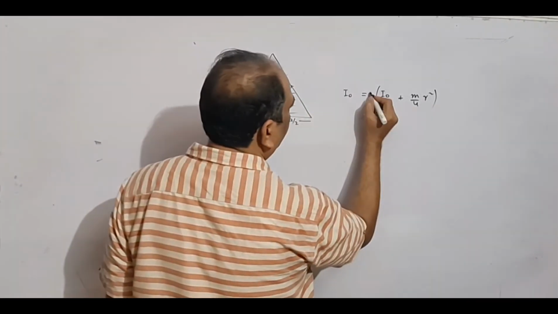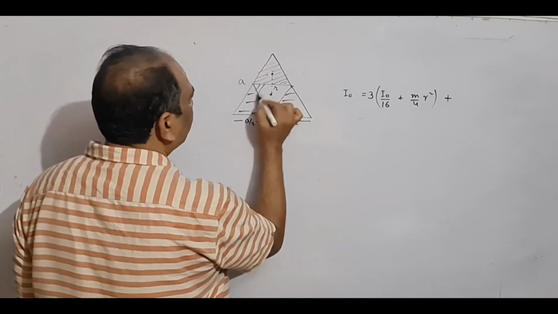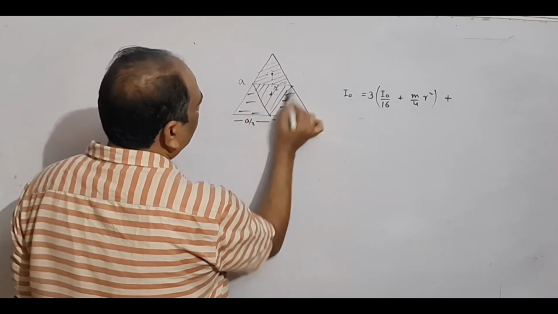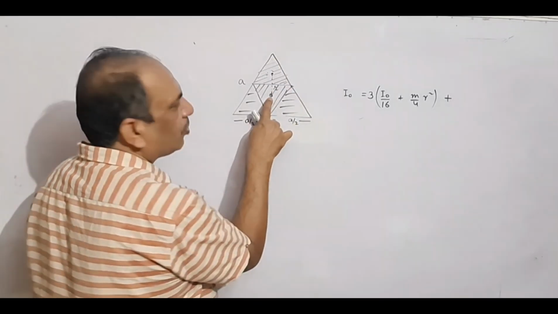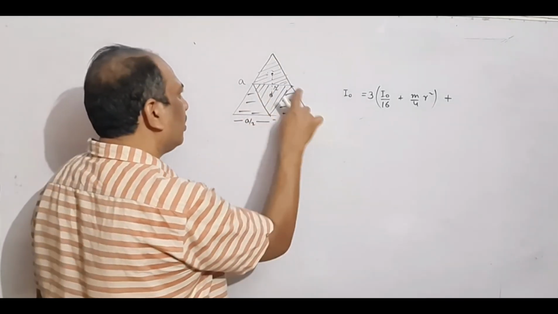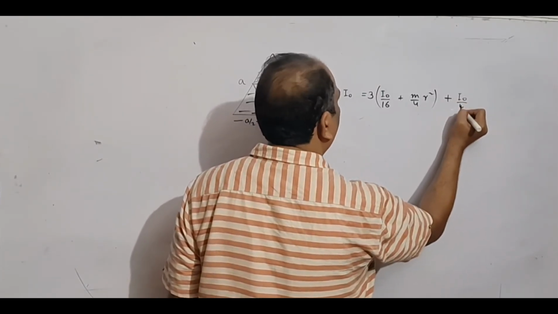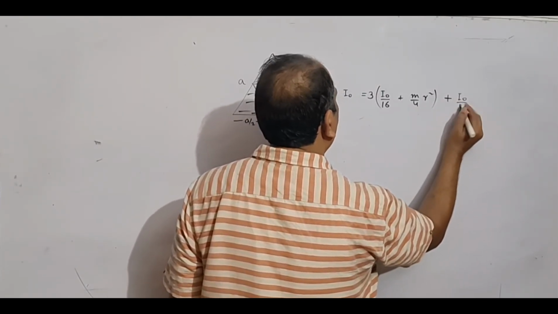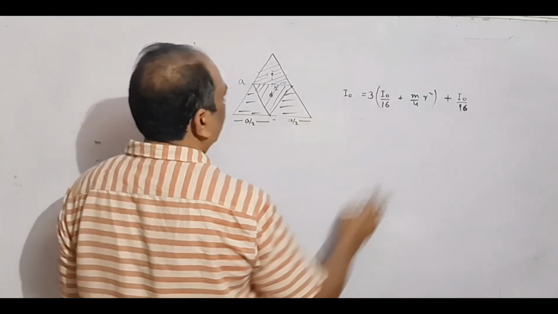Exactly the same thing we'll have to do, and plus this triangle is left. The center of this triangle happens to be at the center of the total triangle, so we do not have to use the parallel axis theorem for this triangle. So its contribution is simply I0 by 16. So we have to solve this to get I0, and again we have to find r also.